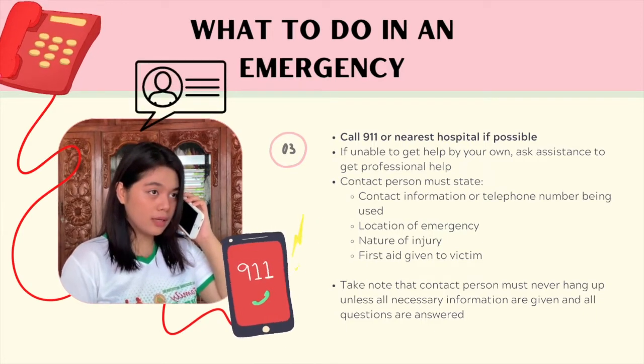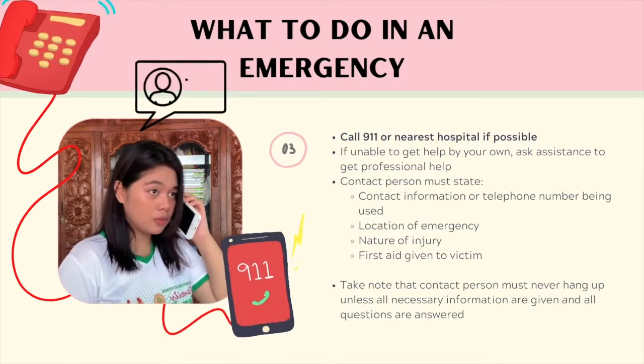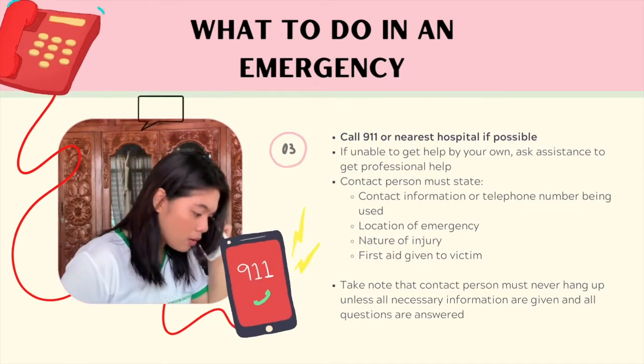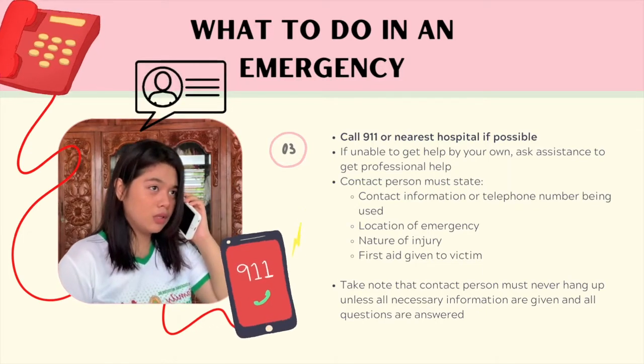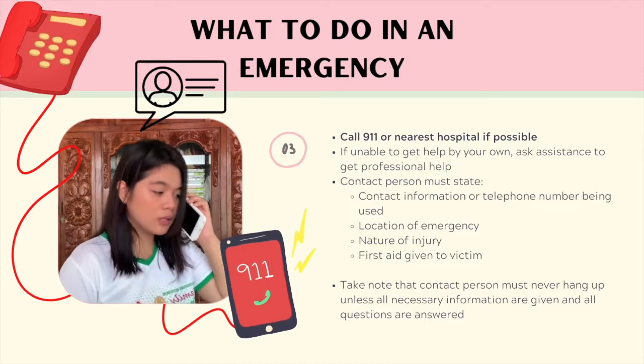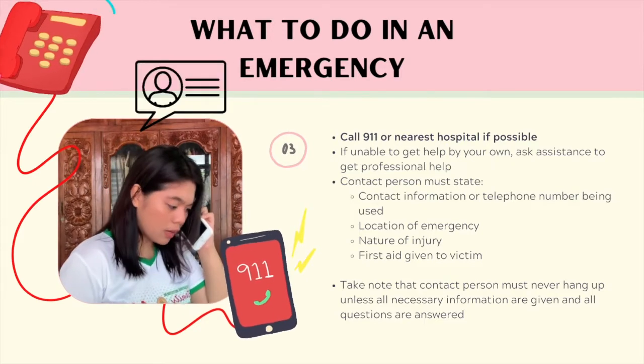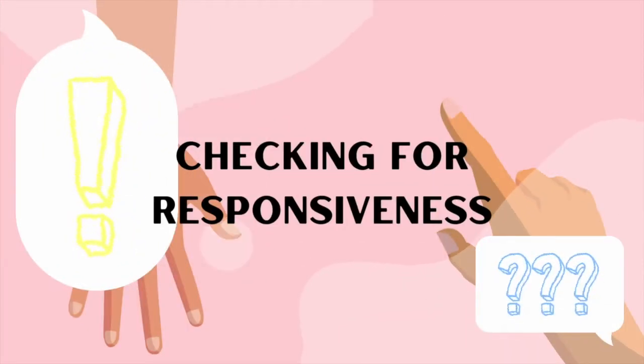The contact person must state the contact information or telephone number being used, location of the emergency, nature of the injury, and first aid given to the victim. Take note that the contact person must never hang up unless all necessary information is given and all questions are answered. If you are not sure whether a victim is unconscious, follow these procedures.